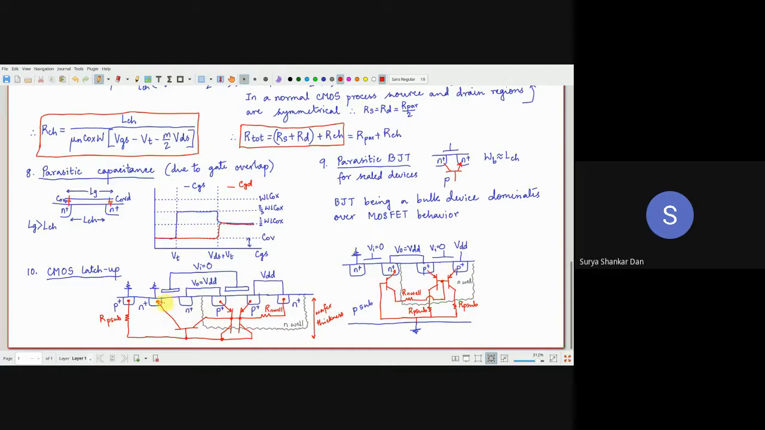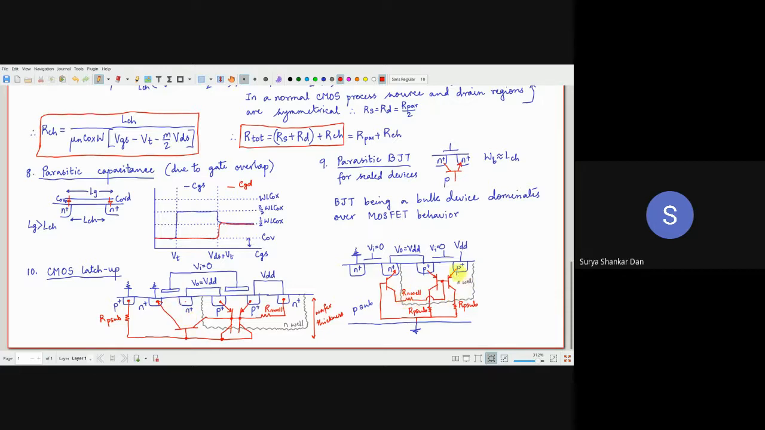Because if it is short channel, you can essentially have the BJT like this. Otherwise, you will simply have the BJT with respect to this N plus, as I showed over here. This N plus, P, and this N region, N-well region. And this RN well is over here. This is one form of latch up. This is another form of latch up.